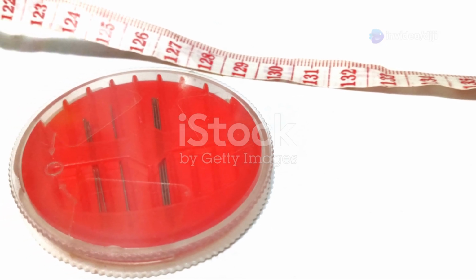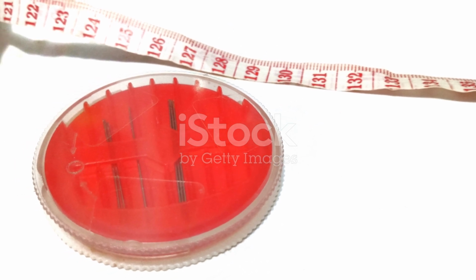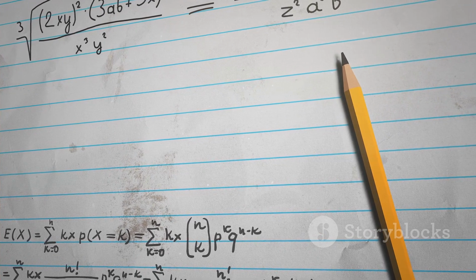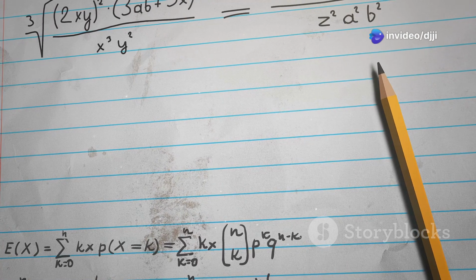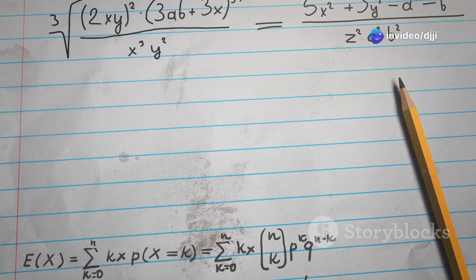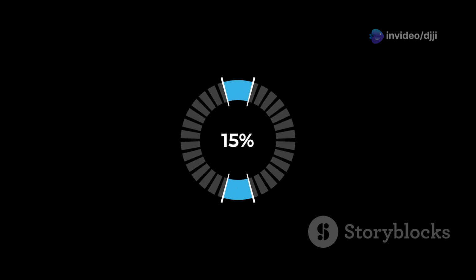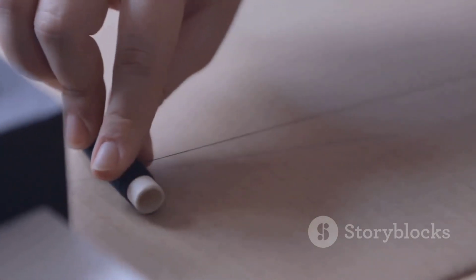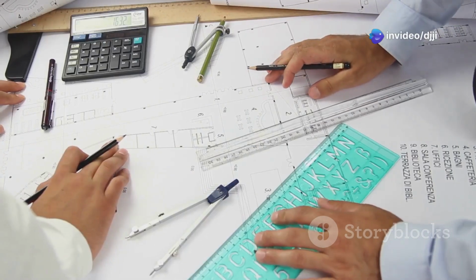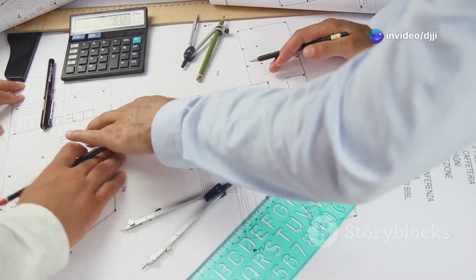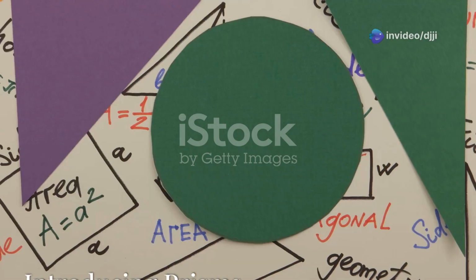Unlike polygons, circles are round shapes defined by a central point, the center, and a radius, which is the distance from the center to any point on the circle. The circumference of a circle is the distance around it, similar to the perimeter of a polygon. We calculate it using the formula circumference equals 2 times pi times r, where pi is a mathematical constant approximately equal to 3.14. The area of a circle is the space enclosed within its circumference. We calculate it using the formula area equals pi times r squared. Understanding circles and their properties is crucial in various fields, including engineering, architecture, and design.